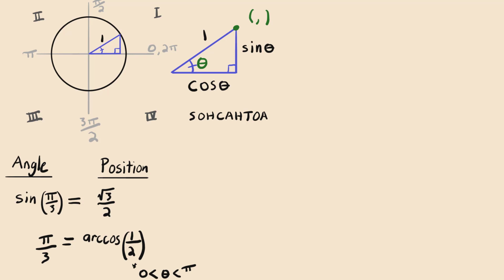So one of the more interesting things to note about this is that you can use the Pythagorean theorem to get one of the most fundamental identities in precalc. Sine squared plus cosine squared equals 1.